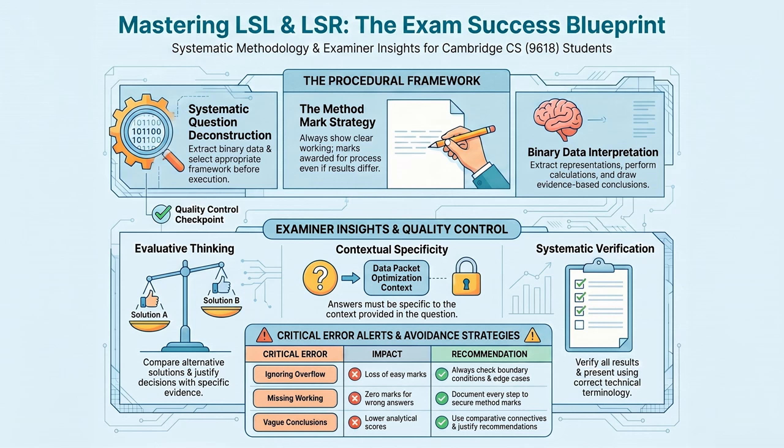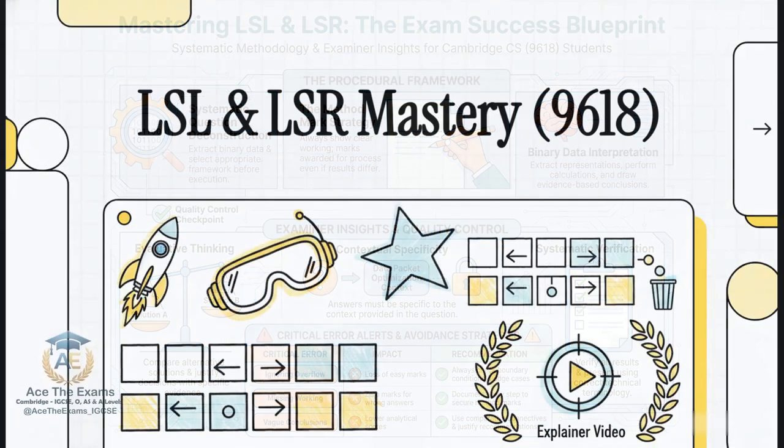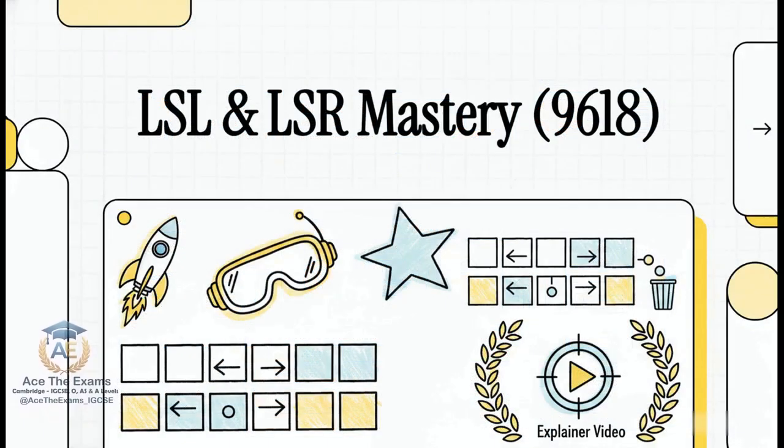Welcome to The Explainer. I'm your host, and today we are stepping right into the ring for the ultimate boxing match. It's you versus the Cambridge Computer Science 9618 syllabus, and we are targeting one of the most notoriously tricky heavyweights out there, assembly language bit operations. Specifically, we're talking about logical shift left, or LSL, and logical shift right, LSR.